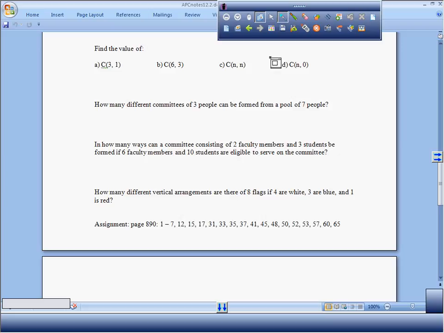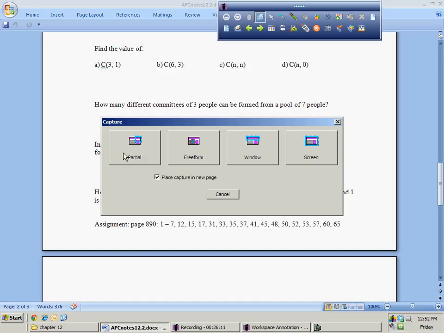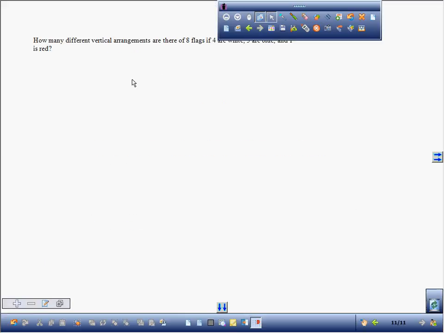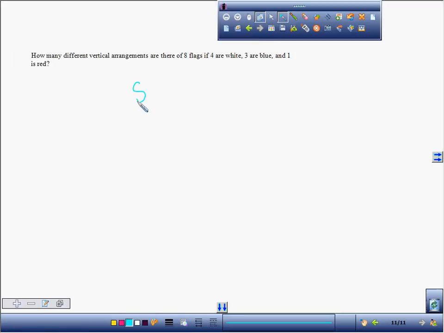So there are 2 ways to think about this, okay? You can think of this as 8 factorial over 4 factorial, 3 factorial, 1 factorial, because there's 8 different things. 1 factorial is just 1. So you have 8 flags, 4 are white, 3 are blue, 1 is red.